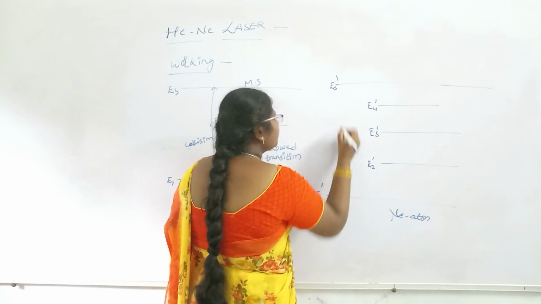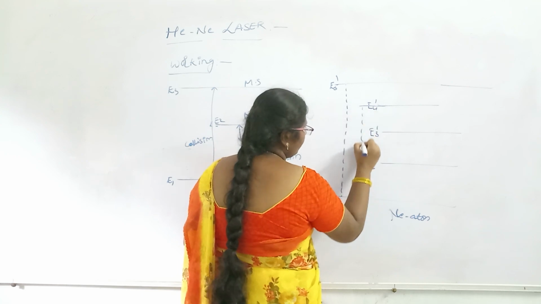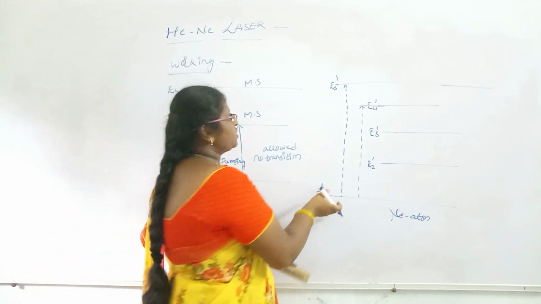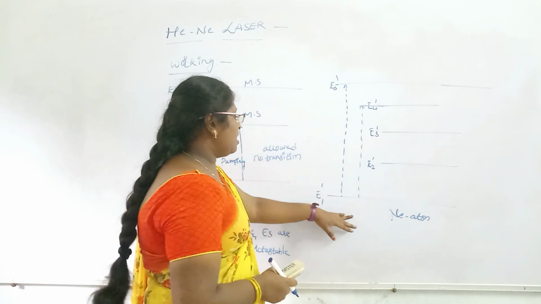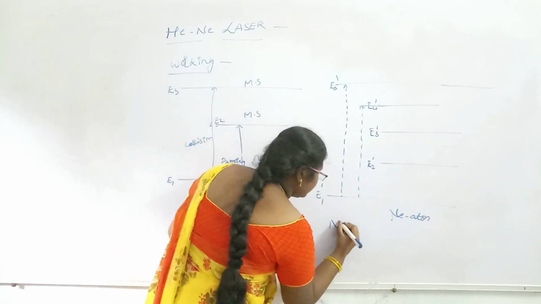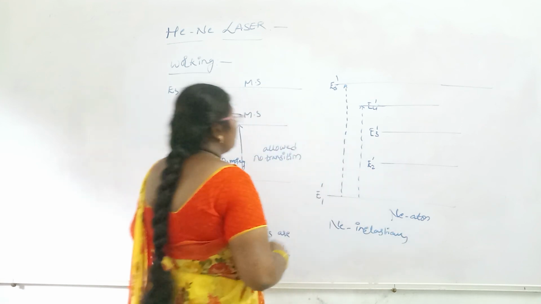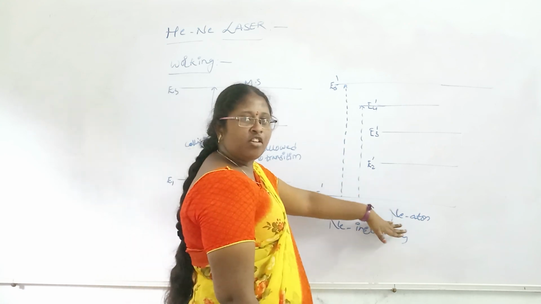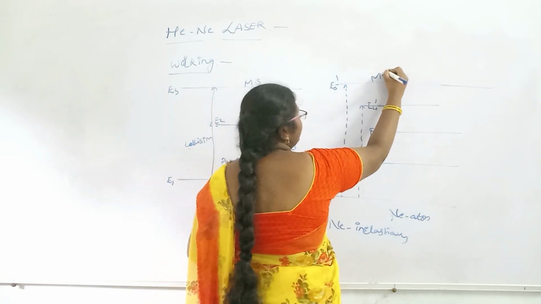In the neon atom, the metastable state of the helium atoms collides inelastically with the neon atoms, and after the emission of light, the neon atoms will be jumped to the higher metastable states.